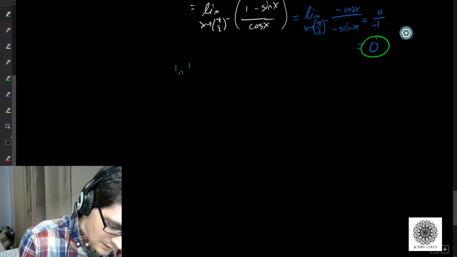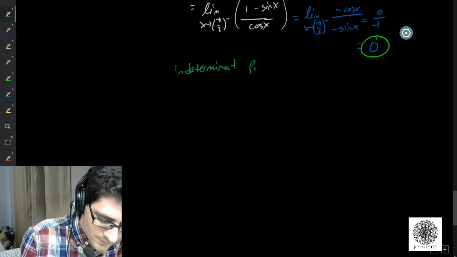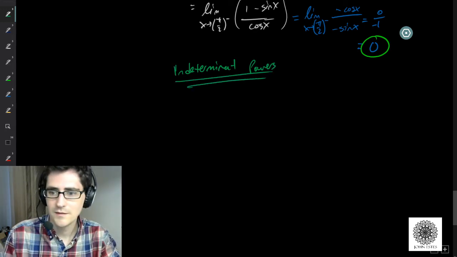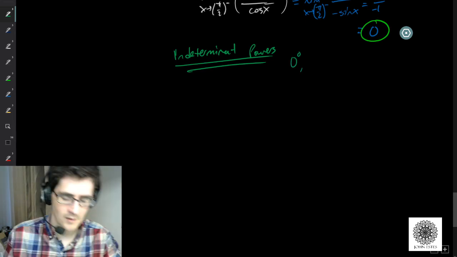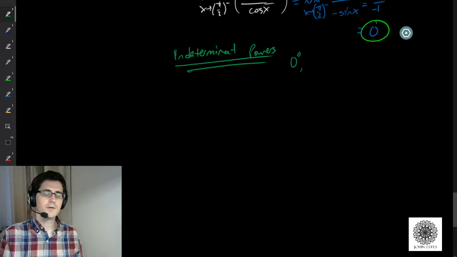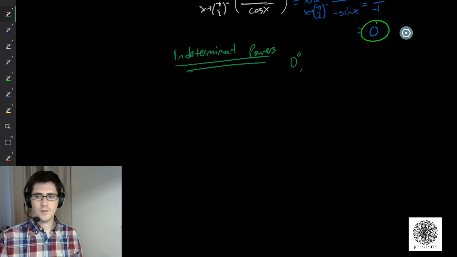Here we have indeterminate powers. What kind of things are we talking about? We could have something like 0 to the 0 power. Well, hold on. 0 to any power, 0 to the 5th power for example, is 0. Also, though, anything to the 0th power is 1, like 6 to the 0 power is 1, 1,000 to the 0 power is 1. What about 0 to the 0 power?